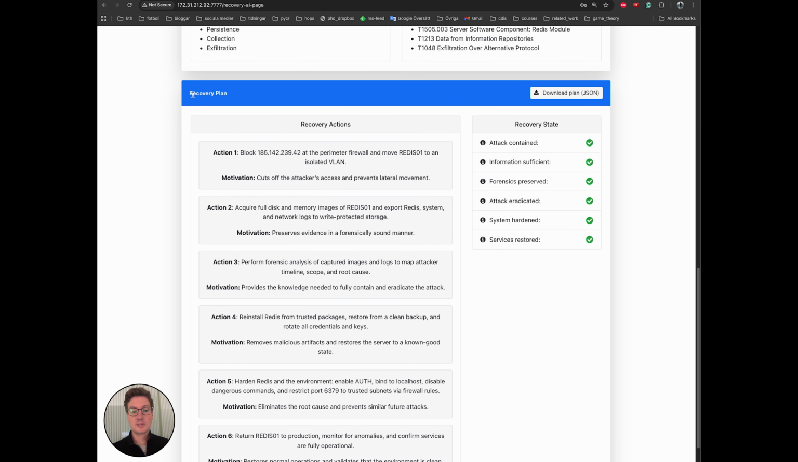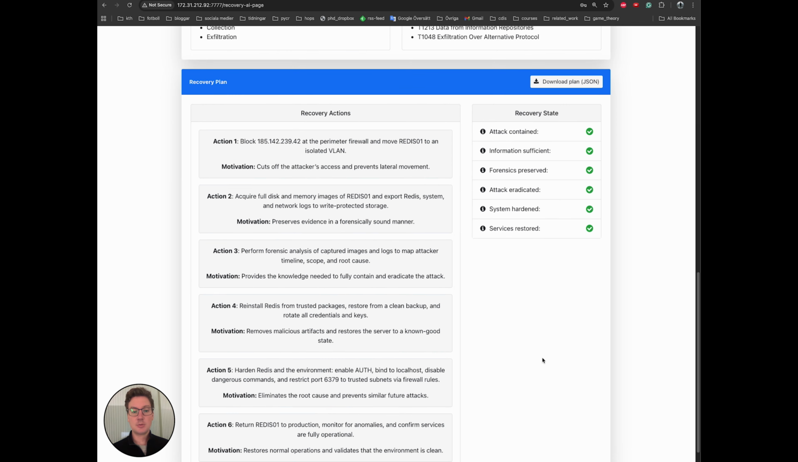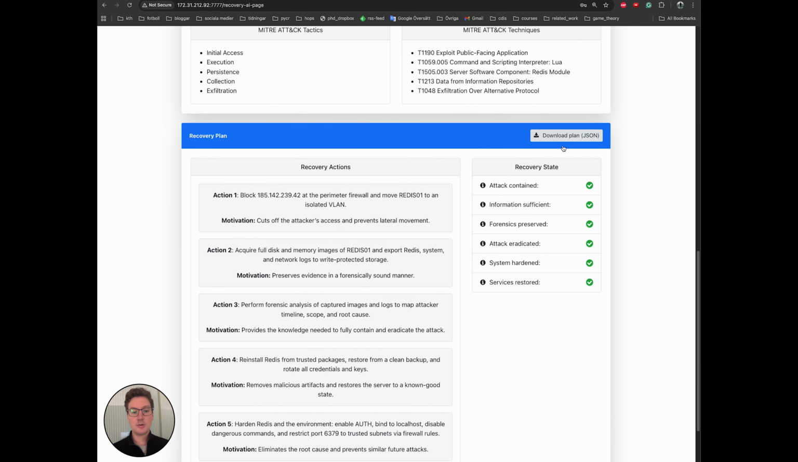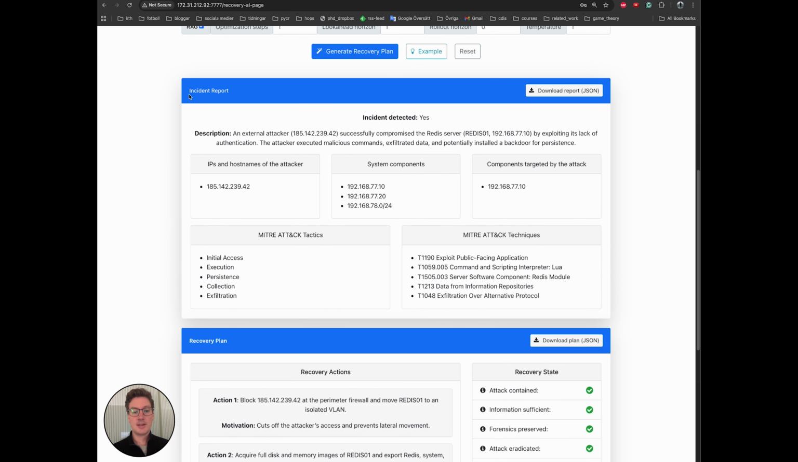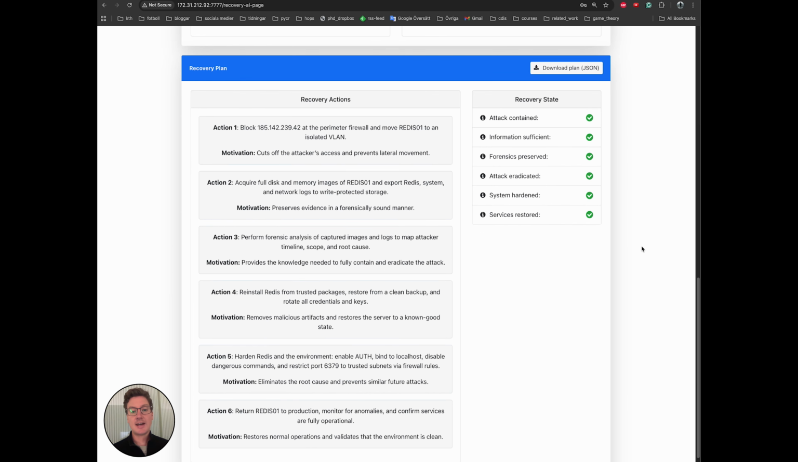Once the planning process has completed, the output of our system is a complete response plan together with an incident report. This information can then be used as decision support for a security operator and help them to reduce the time and effort to recover from the incident.